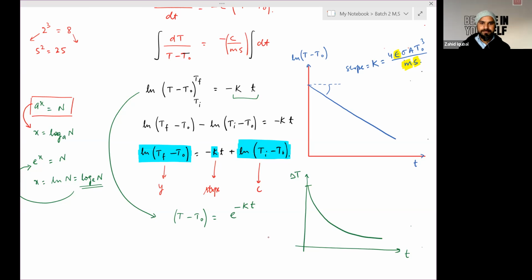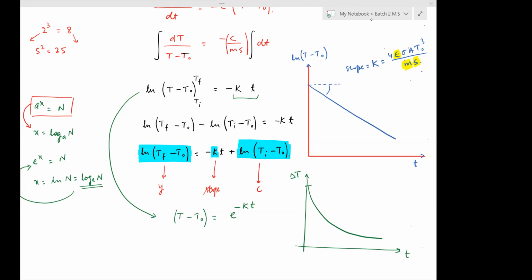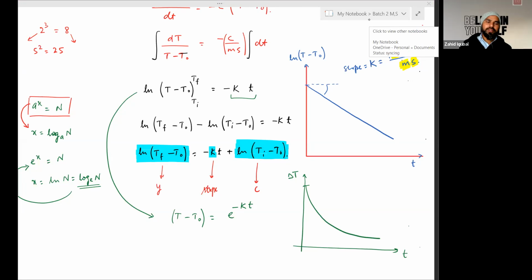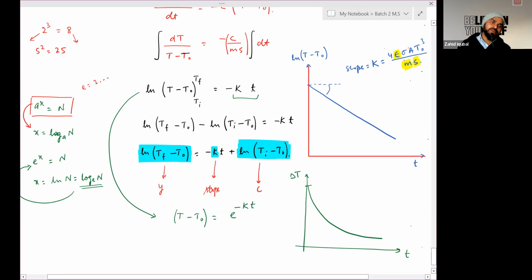Asma, is it clear? Yes, sir, it's clear. Now, in this log, you may take the base to be any term, but if the base is e, that is the exponential constant, numerically equal to 2.72, it becomes ln, that is natural log. Is it clear now?